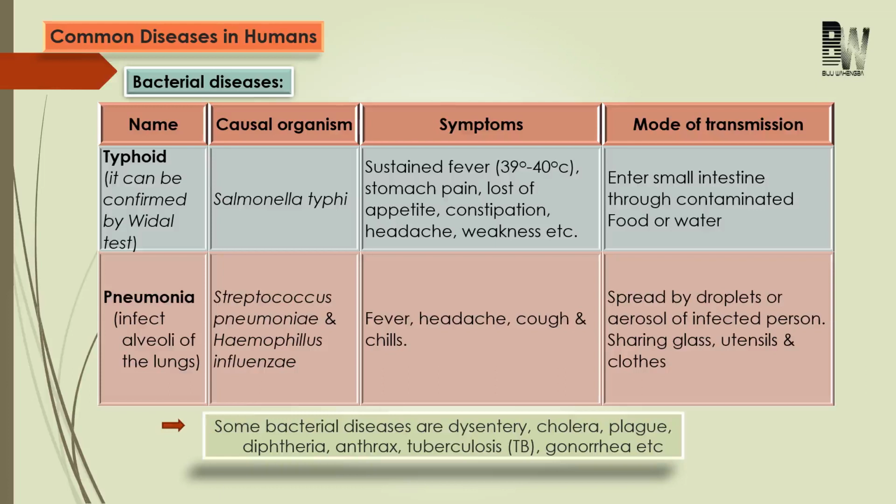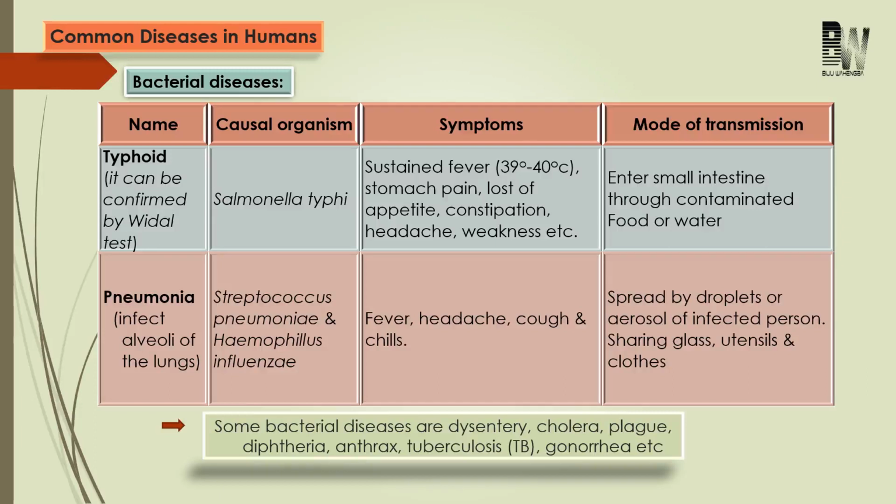Okay, so come to the next, that is pneumonia. Pneumonia is caused by Streptococcus pneumoniae and Haemophilus influenzae, and this pathogen enters our body by inhaling the droplets or aerosol or by sharing glasses or utensils with the infected person.